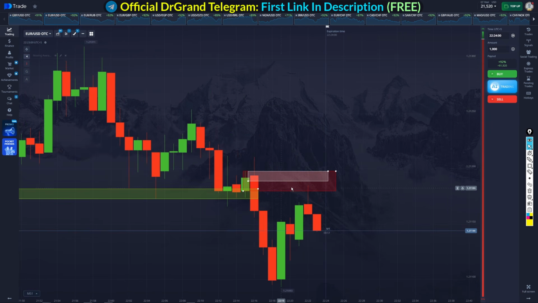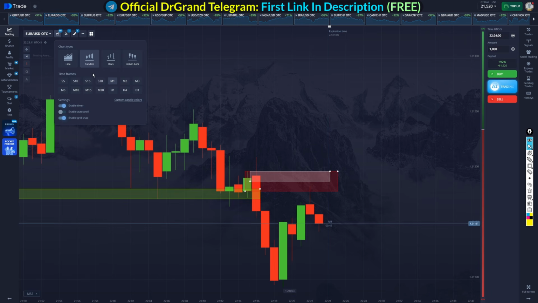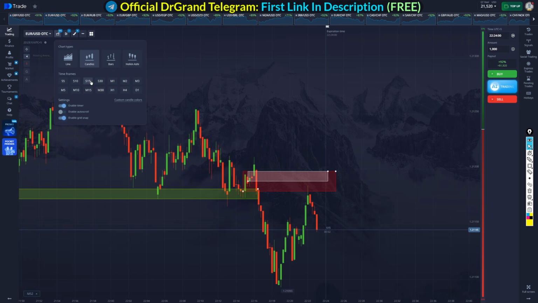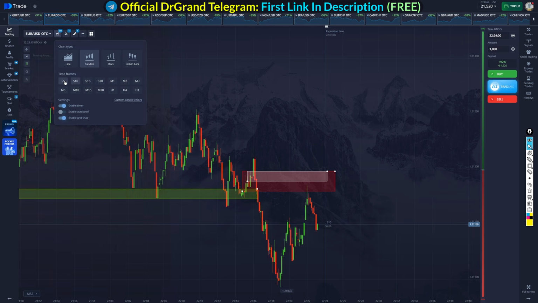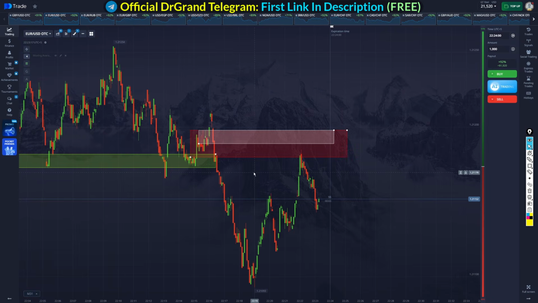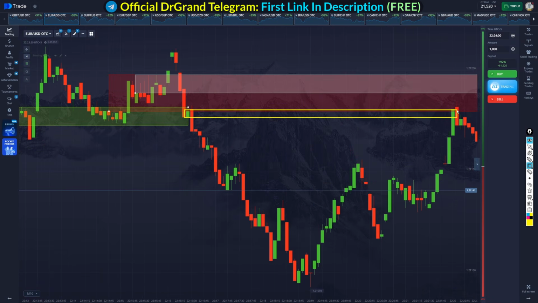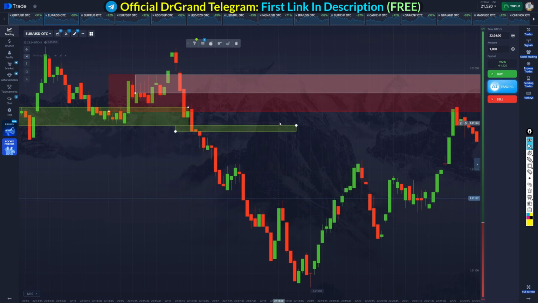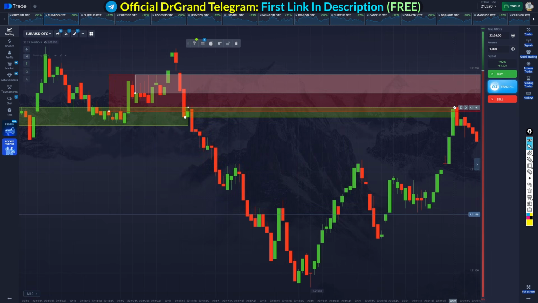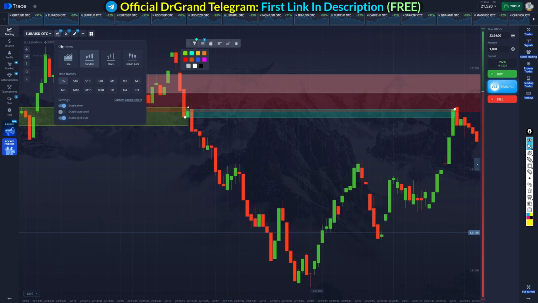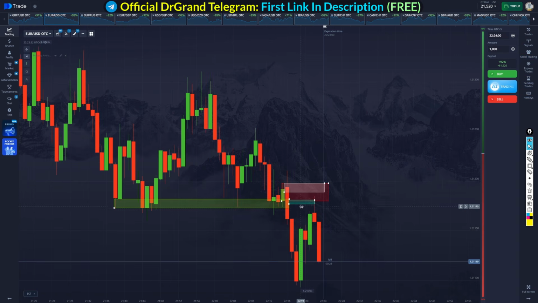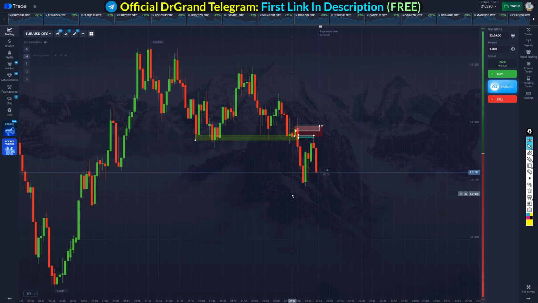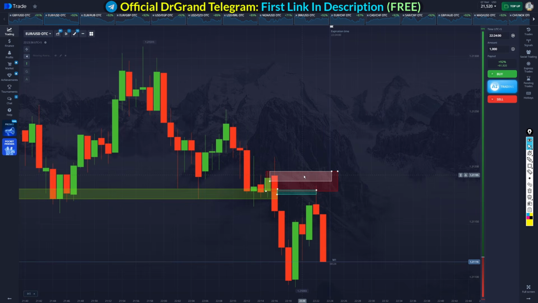Okay, right now it touched the supply. It didn't give us the entry. Maybe there's some lower time frame entries. Yeah, there we go. This is the 5-second entry. And it touched the 5-second entry and it went down. Okay, see, market is just supply and demand, order blocks, and they're just switching price over and over and over.